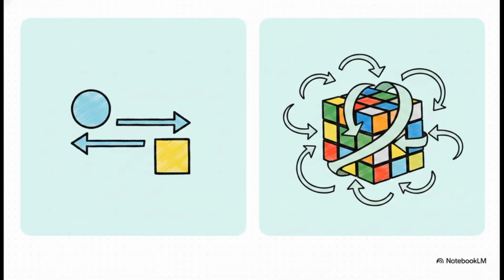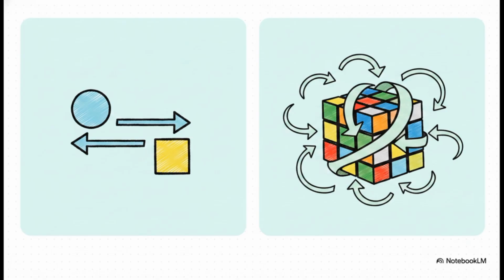And this brings us to a major divide in algebra. On the left, we have abelian groups, where the math is commutative. That just means the order of operations doesn't matter. Doing action A and then action B yields the exact same result as doing B and then A. But on the right, we have non-abelian groups. Our Rubik's Cube falls squarely into this category because it's non-commutative. The sequence of your twists fundamentally changes the final result. If you twist the right face and then the top, you get a totally different cube than if you twist the top and then the right.